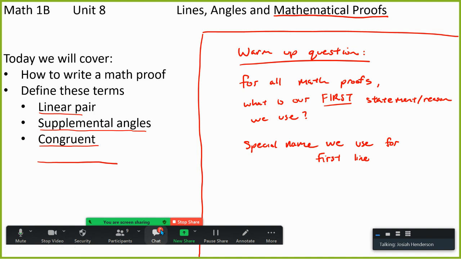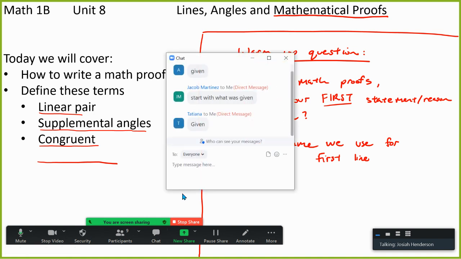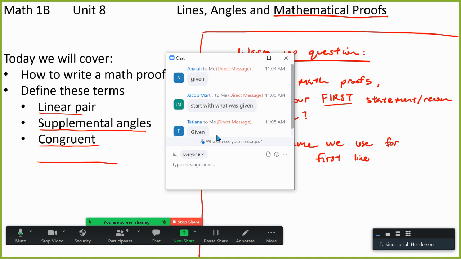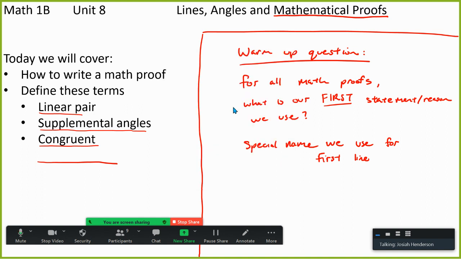Brooke, good morning. Glad you're here. So here we go. Let me see what the folks typed in the chat. Tatiana, Jacob, Ananiah. Okay, awesome. So I'm glad I saw from, and Levi, you too, for jumping in and answering verbally.